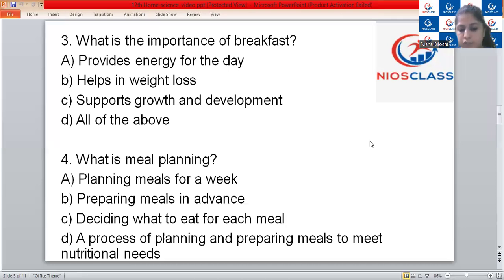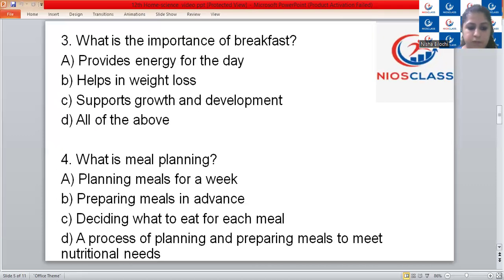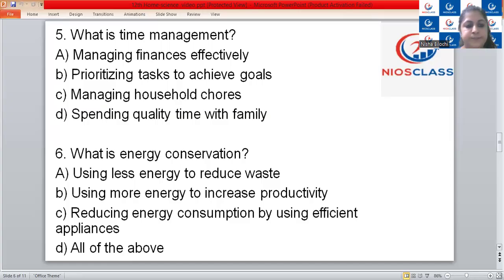All of the options are actually quite good and go with the question, but we will go with the fourth one, which is basically that meal planning is a process of planning and prepping the meals also, right, to meet the nutritional needs. Definitely you can cut and chop your vegetables and you can do many other things. You can prepare gravy in advance and just use it whenever you want to cook, right? So in this way, we talk about meal planning. So option number D is going to be the correct one.